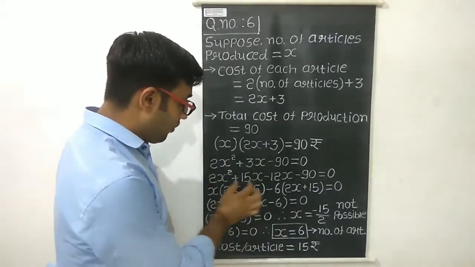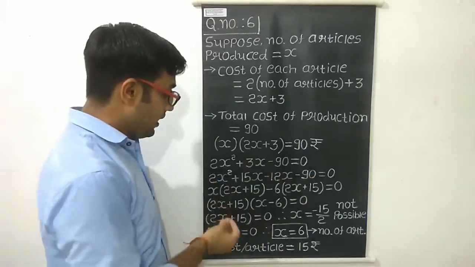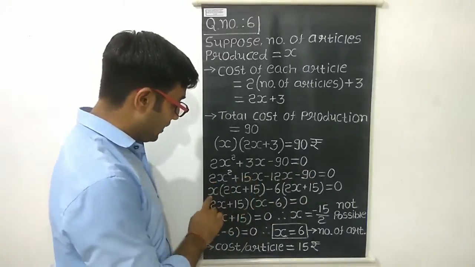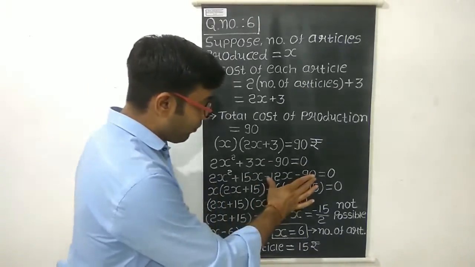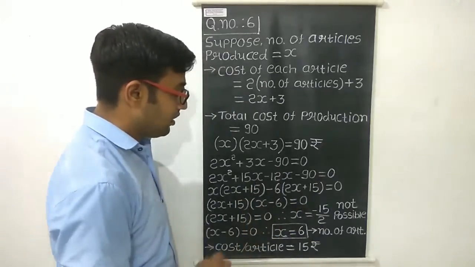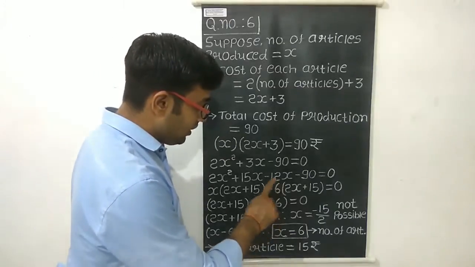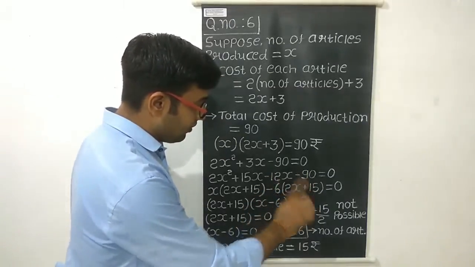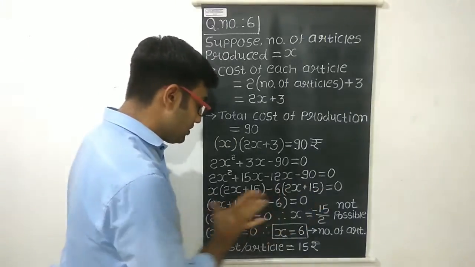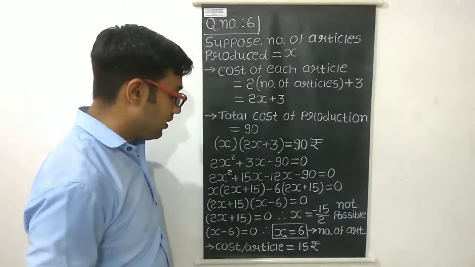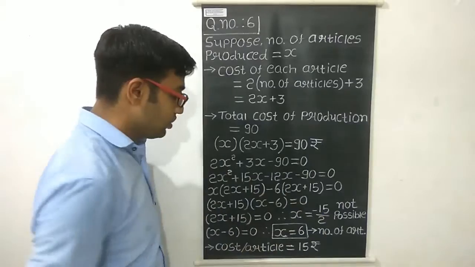Okay, now there are 4 terms. Make a pair of the first two terms and the third and fourth terms and take the common factor. From the first two terms we can take x as common, so what remains is 2x plus 15. From the other two terms 6 is common, so what remains is 2x plus 15, because 6 times 2x is 12x and 15 times 6 is 90. Now from both terms 2x plus 15 is common, so what remains is x minus 6 in another bracket, equal to 0.